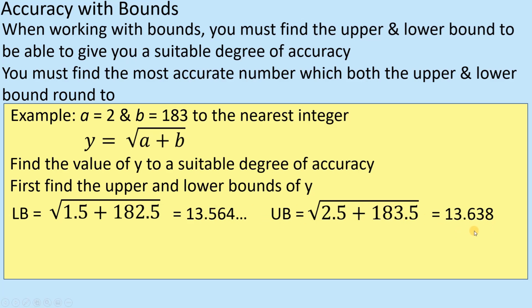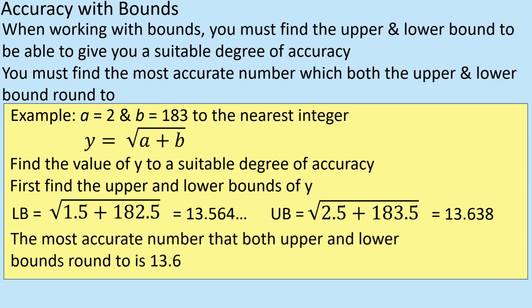Because it wants an answer to a suitable degree of accuracy, I can't say to two decimal places, as they're not going to give me the same answer. If I do one decimal place, this would round to 13.6, and this would round to 13.6. So if I round them both to the same level, I can safely say that 13.6 is the answer, because anything in between those two values will give you 13.6. So that is rounded to a suitable degree of accuracy using bounds.